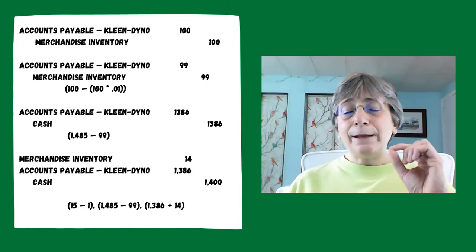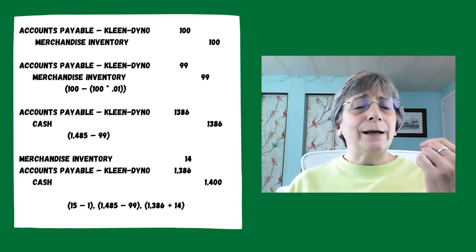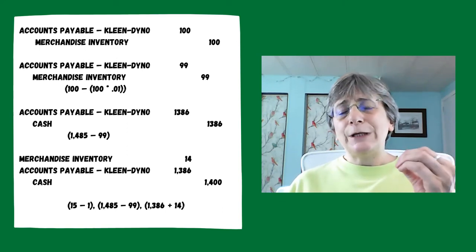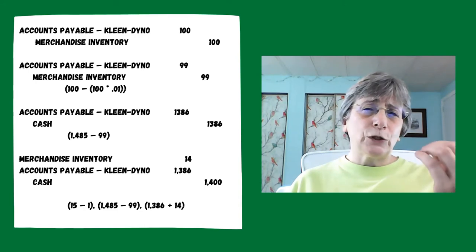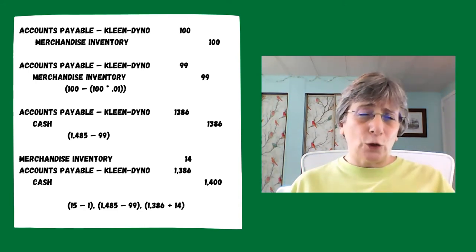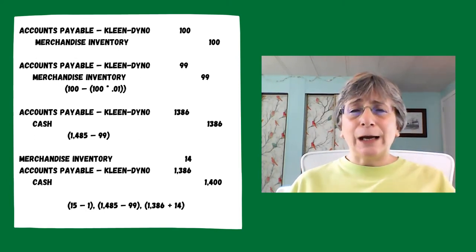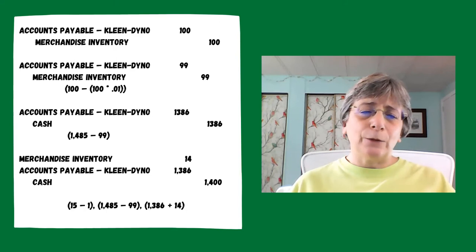Then, if we pay that bill within terms, we're going to be debiting accounts payable for $13.86. So that's the $14.85 from the original transaction minus the $99 for the return. And then the other side of that will be cash credit $13.86 because we're paying the bill.